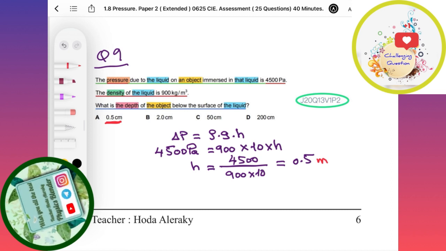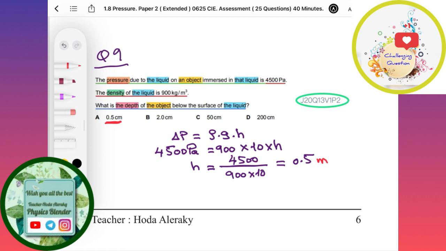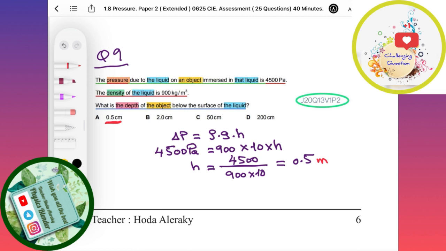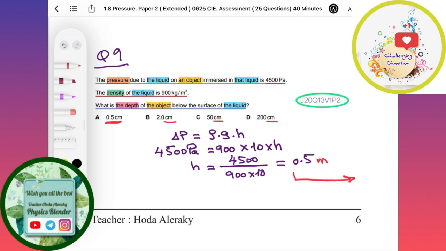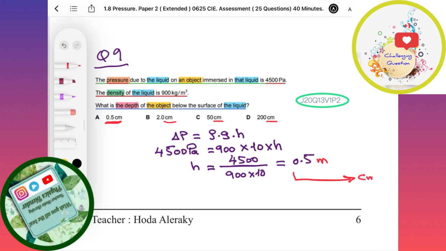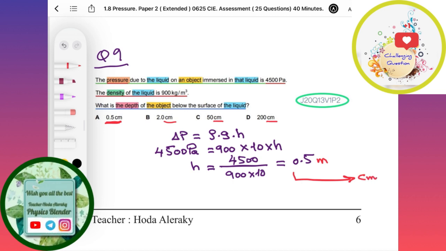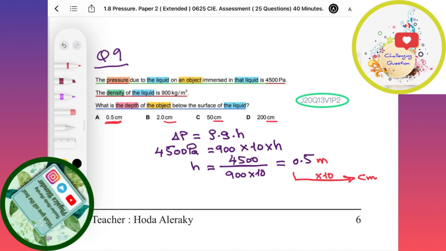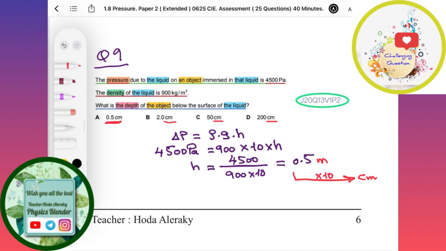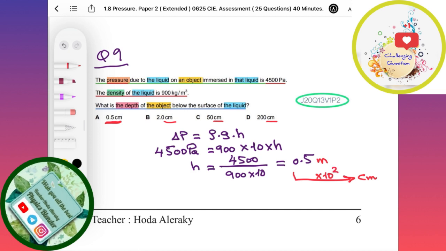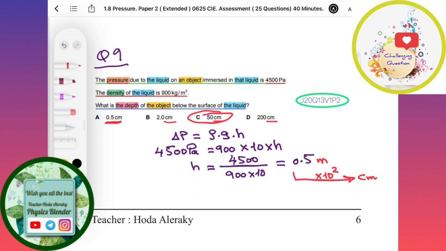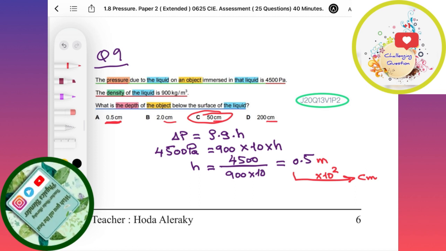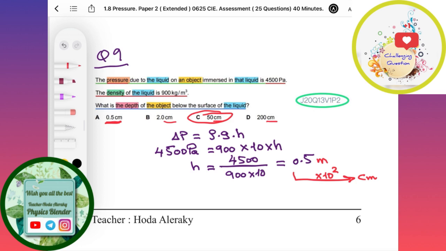So, the object is immersed 0.5 meters, which is equal to, since you have here all choices in centimeter, convert to centimeter, multiply by 10 to the power of 2. So your answer is 50. 50 centimeter is the correct answer. This question is challenging.